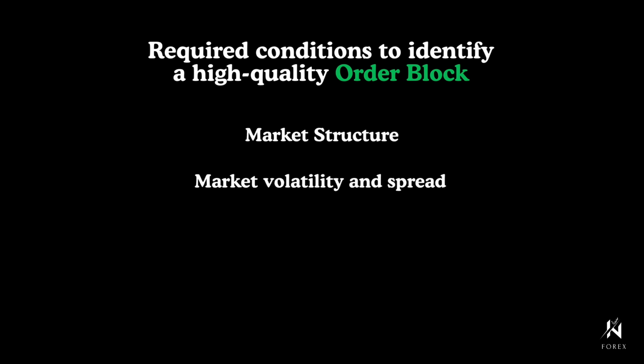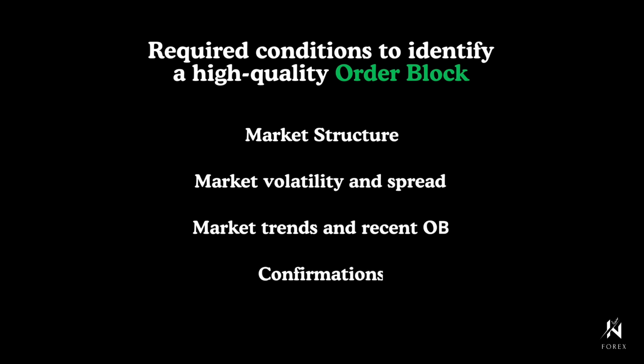The key elements to focus on when trading order blocks fall into four main categories: market structure, market volatility and spread, market trends, and confirmation from recent order blocks on lower timeframes. Let's begin with market structure. I'll show you some of the most frequent patterns that occur on a daily basis.